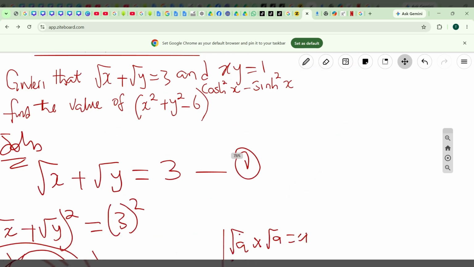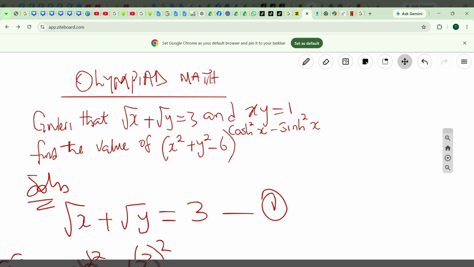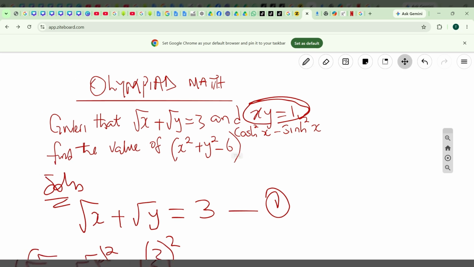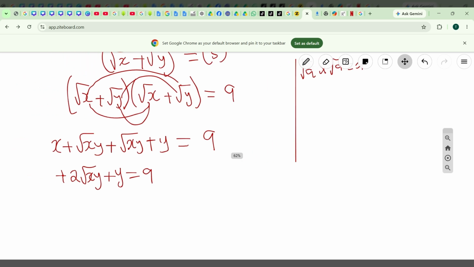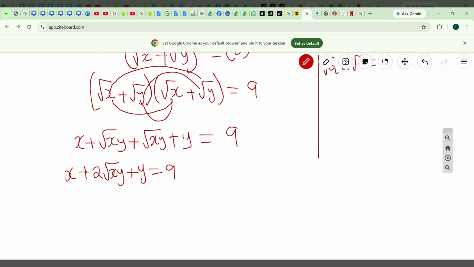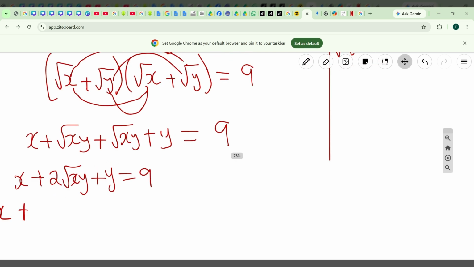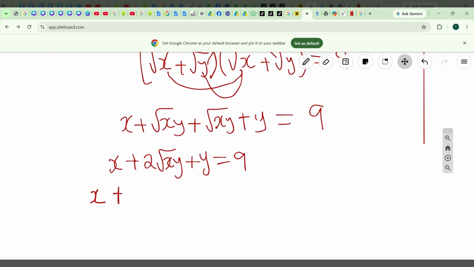Recall from the question, the value of xy is equal to 1. So we are going to substitute 1 for xy. This is the same thing as saying x plus 2 times the square root of 1, plus y, is equal to 9.